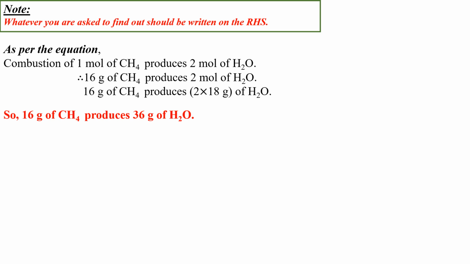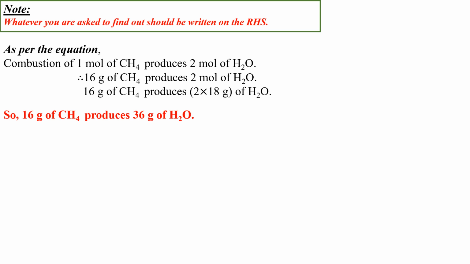Children, just to avoid confusion, it is better to write whatever you are asked to find out on the right hand side. So in the question, what are you asked to find out? You are asked to find out the amount of water produced. So try to write it on the right hand side while you are solving the numerical problem.